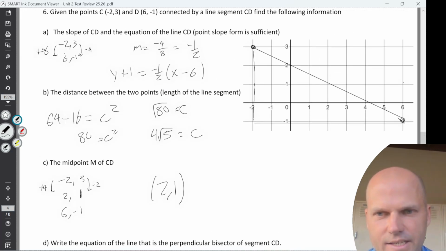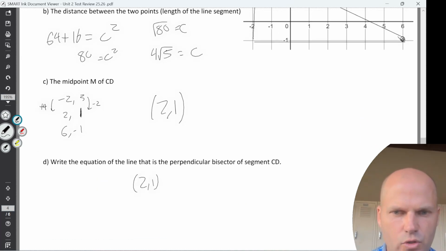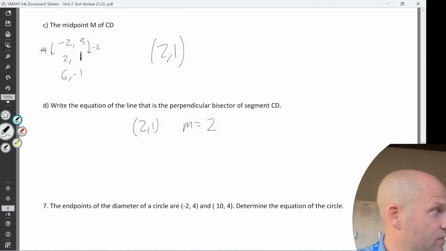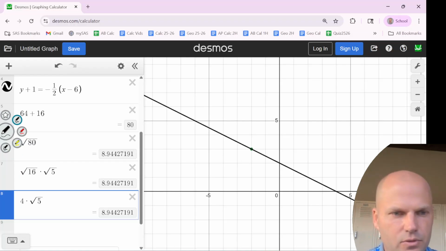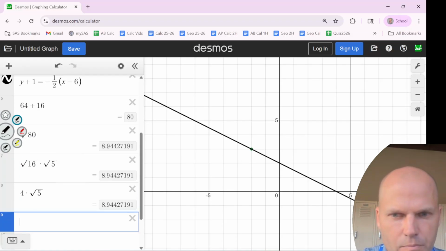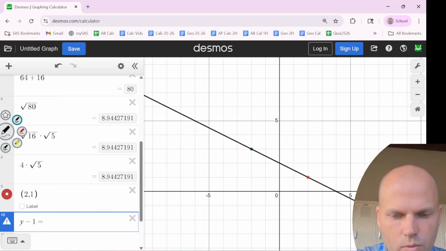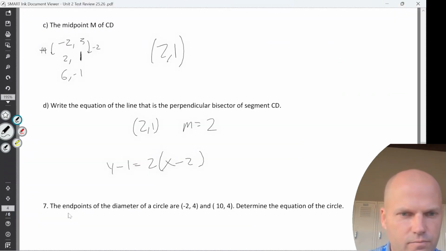Ooh, what's the perpendicular bisector? So we have this point (2, 1). We know the slope of this line is -1/2. So we want a line that goes through (2, 1) because it's going to split CD in half. But our slope needs to be an opposite reciprocal. So instead of -1/2, it'll be +2/1, giving me y minus 1 equals 2 times (x minus 2). And we should be able to see that going through the midpoint (2, 1), there it is, that y minus 1 equals 2(x minus 2) is that perpendicular bisector. Beautiful.